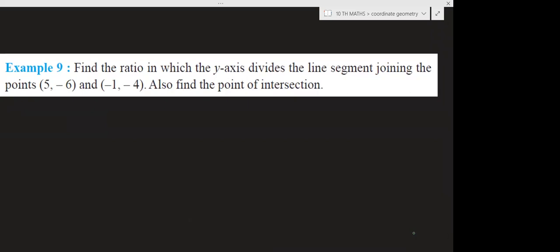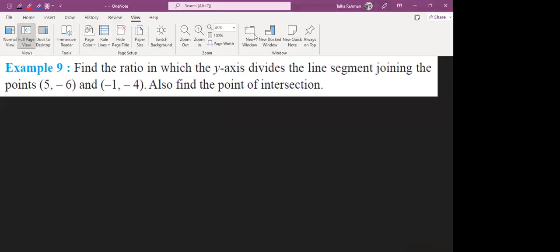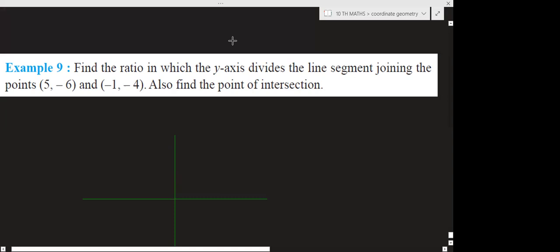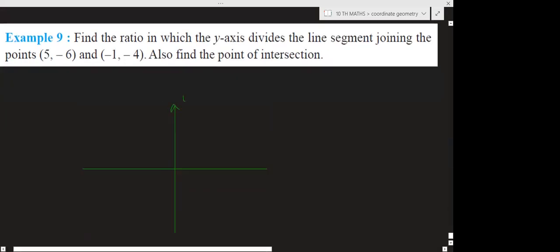Now they are saying y-axis. Y-axis means this axis. This whole axis is known as y-axis. This is the positive y-axis, this is the negative y-axis. So they are saying find the ratio in which this y-axis divides the line segment joining the points (5, -6) and (-1, -4).